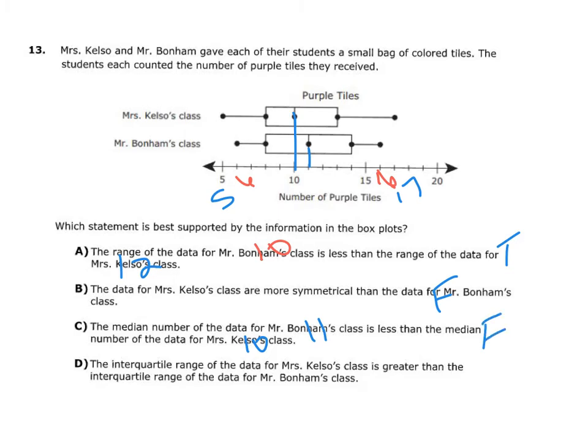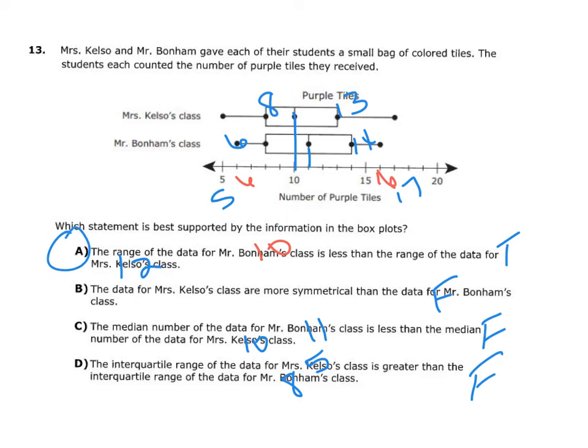And the interquartile range of Mrs. Kelso's class is greater than the interquartile range of Mr. Bohem. So Mrs. Kelso is going to be 13 minus 8, and that's going to be 5. And Mr. Bohem is 14 minus 6, and that's going to be 8. So is 5 greater than 8? No, so then that means this is false. So my answer is letter A.